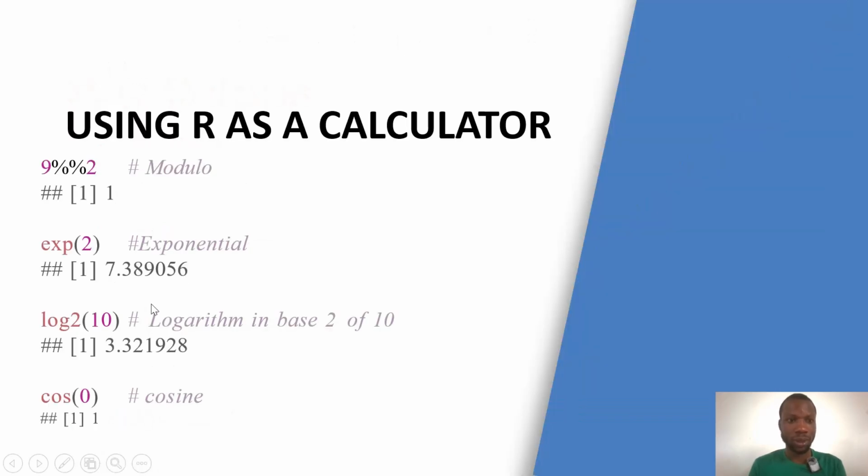This is also the modulus. We use the modulus when we need to see the remainder. So we take 9 divided by 2, and this is not going to give us 0. 9 is not divisible by 2, that's why we have a remainder. If we need to see the remainder, we use the percent sign twice, what we call modulus. So if we take 9 divided by 2, we are going to remain with 1. That's what we have here.